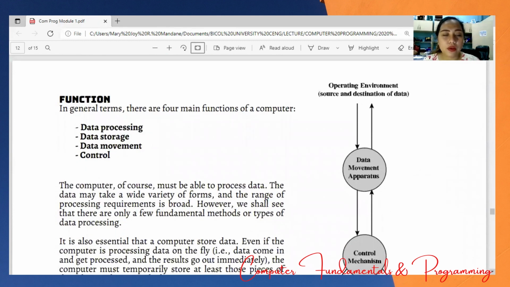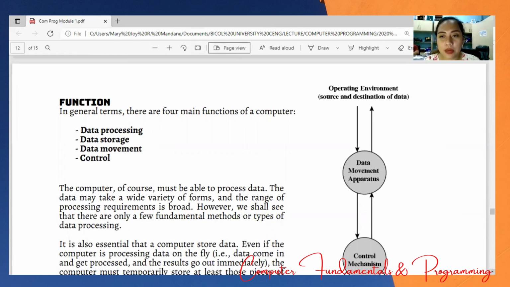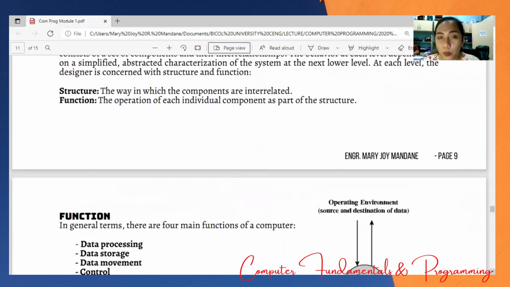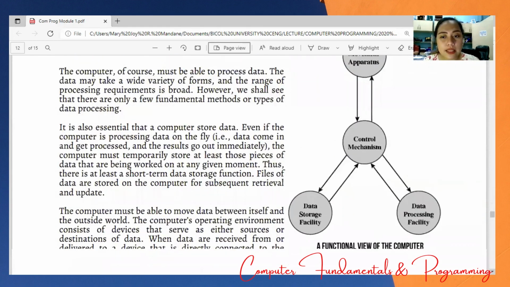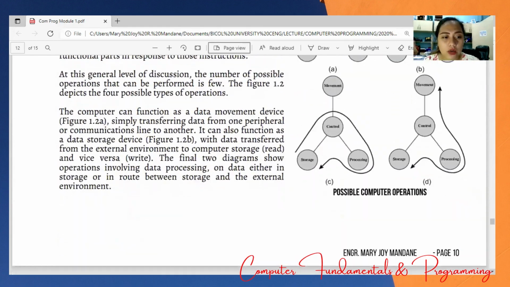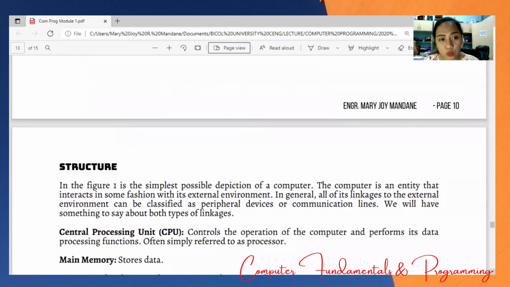So when we say function, let's repeat: it's data processing, data storage, data movement, then the control. This is the function, the operation of each individual component as part of the structure. So, let us discuss the structure. Okay, the structure of the computer.